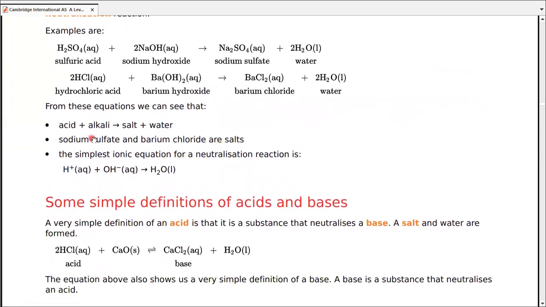Now, I hope you understand the simple generic equation. Acid plus alkali gives us salt plus water, sodium sulfate and barium chloride are salts over here. The simplest ionic equation for neutralization reaction every time comes out to be H positive, OH negative, giving us water.